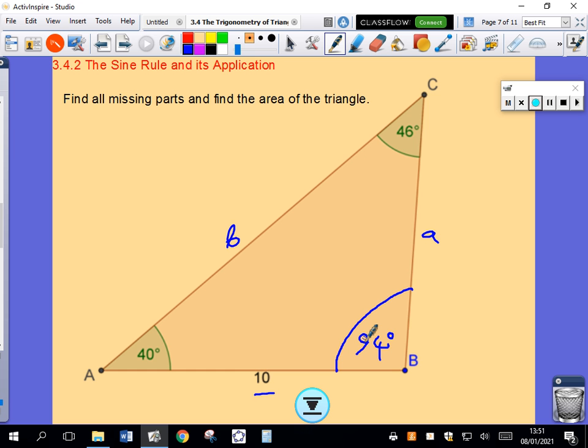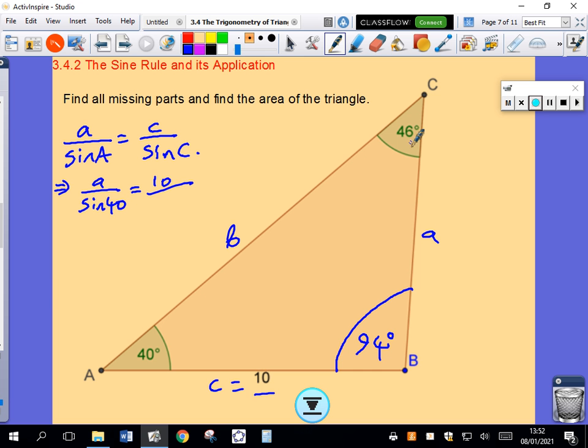So the first thing I'm going to do is find side little a. So I'm going to say little a over sine of big A will be equal to, this is obviously going to be little c, here is 10 because it's opposite big C. So I'm going to use that side c over sine of big C. And I'm going to just plug in everything I know. Little a is the unknown, so a over sine of 40 is equal to little c, which is 10, over sine of big C, which is 46.